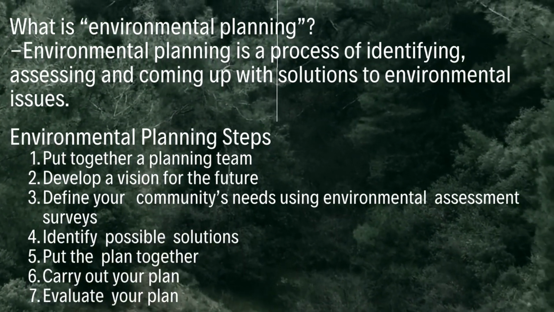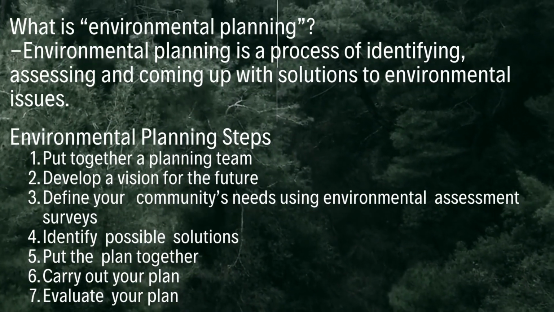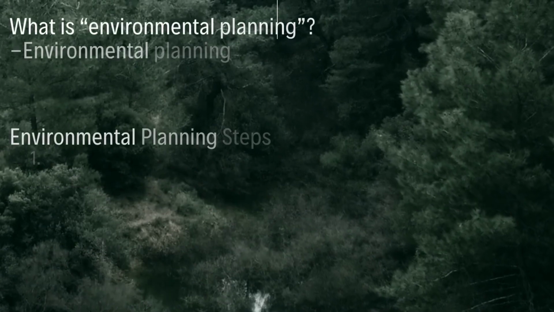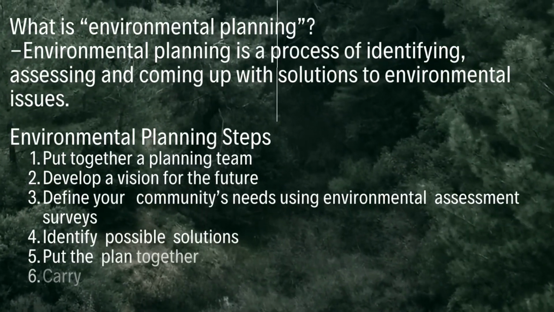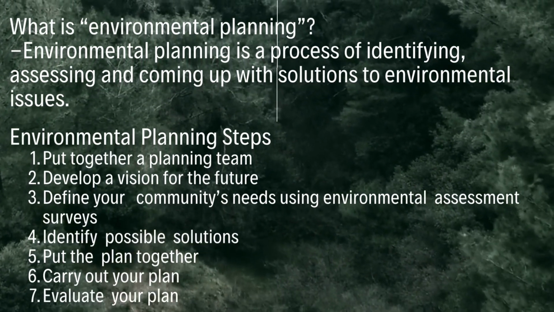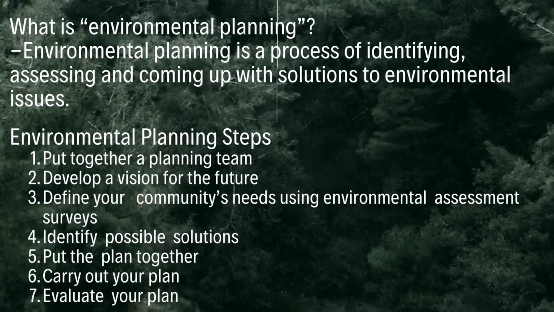The first step is to put together a planning team. The first step in environmental planning is to find community members who have concerns about your community's environment, health, and wellness. Involving community leaders as well as a variety of people will give more complete input into the planning process.